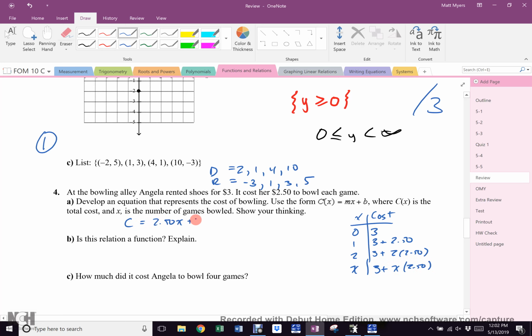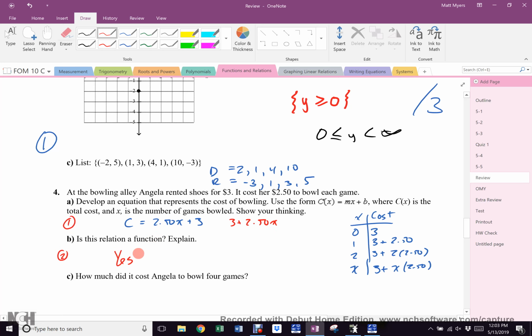2.50x plus 3. Could I write it as 3 plus 2.50x? Yes. Either one is correct for 1 mark. Is it a function? This one's going to be worth 2 marks. You get 1 for the yes or no. Yes. Why?